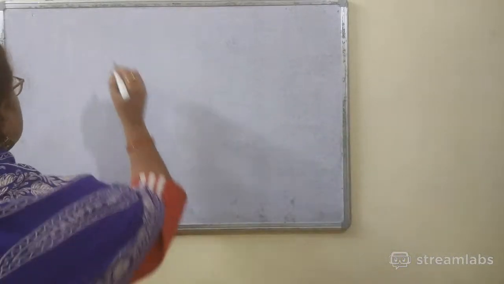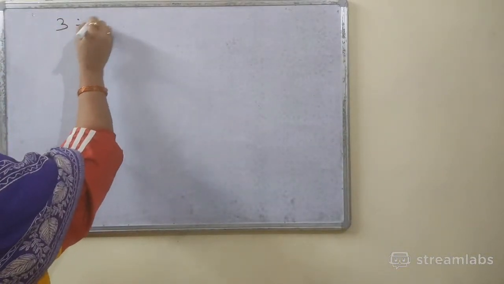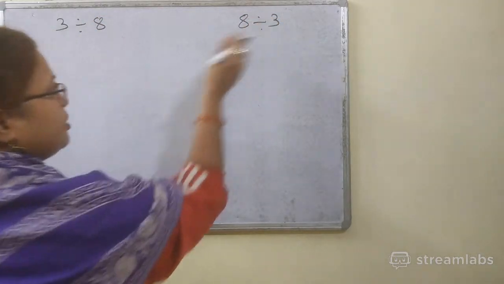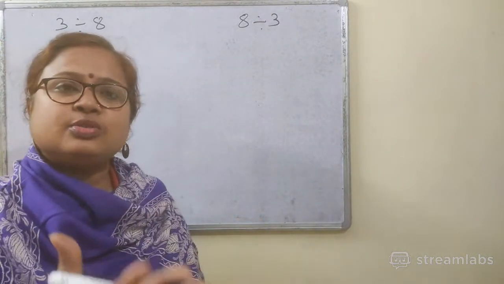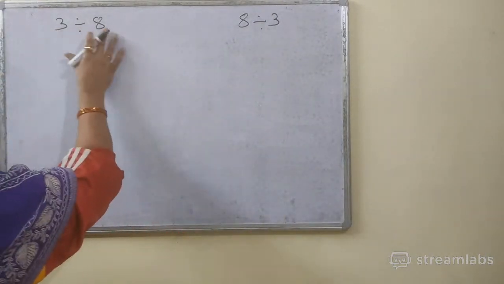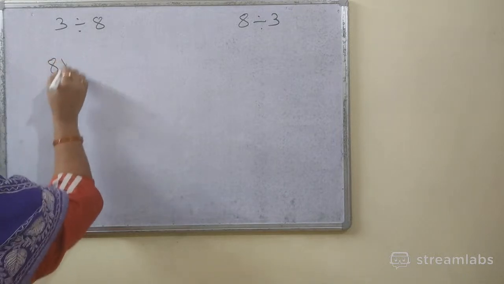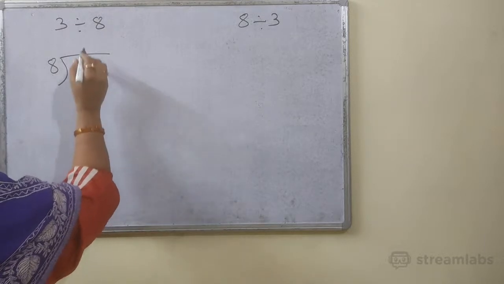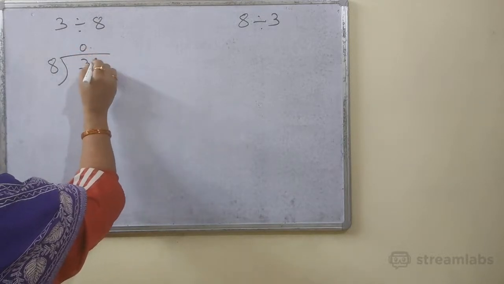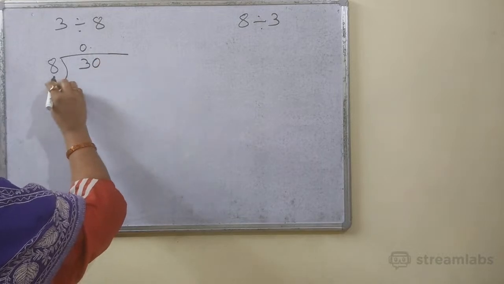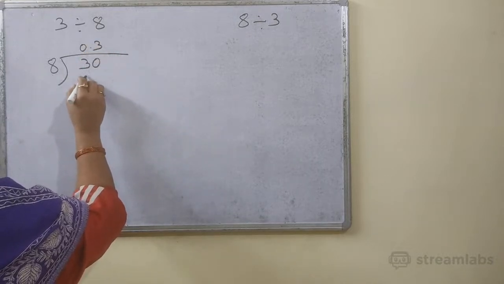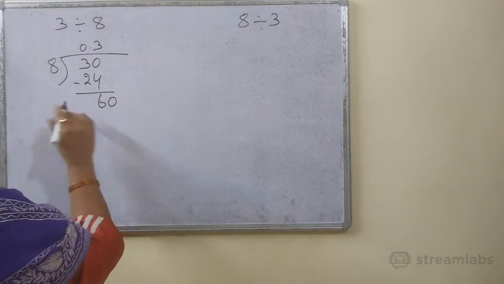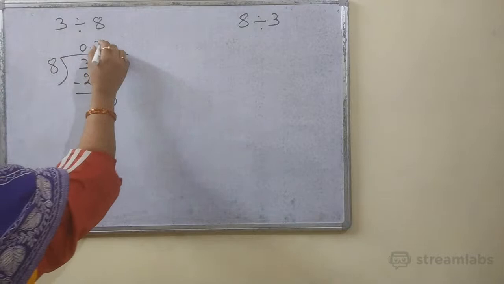Suppose you have to divide. Two divisions are here: 3 divided by 8 and the other one, 8 divided by 3. When we compare them, it becomes very easy to understand. So 3 divided by 8 means we have to divide 3 by 8. Now let's divide. How many times? Of course, this one is smaller, so we put 0 and then a decimal, and here 10. 8 3s are 24. Then what is here? 6. Again we can put 10 here. How many times? 7.